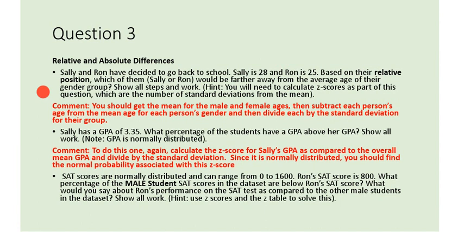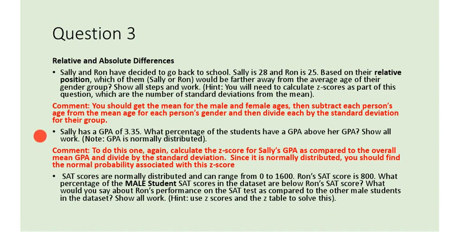Show all steps in your work, and hint, you're going to have to really calculate your z-score as part of this question. Recall what that z-score tells us in terms of the position, the number of standard deviations away from the mean. Remember, z-score is found by taking each person's age minus the mean of their age group and gender, and then dividing by the standard deviation for their group. So you're going to have to calculate each of these separately for the male and female students.